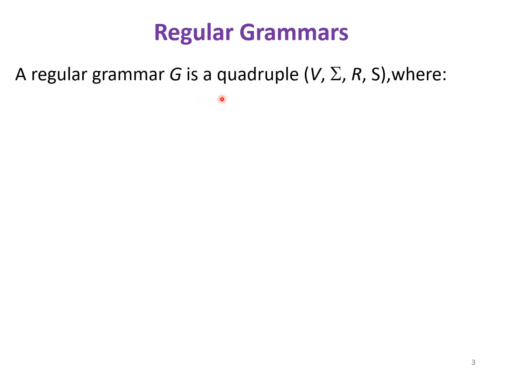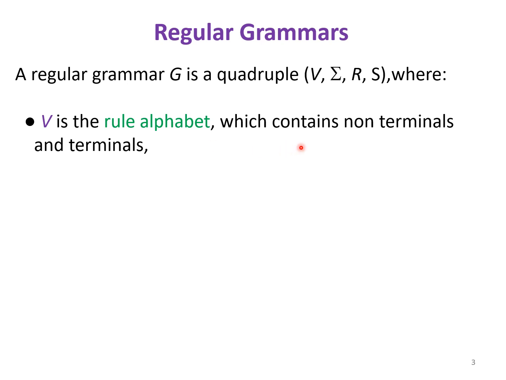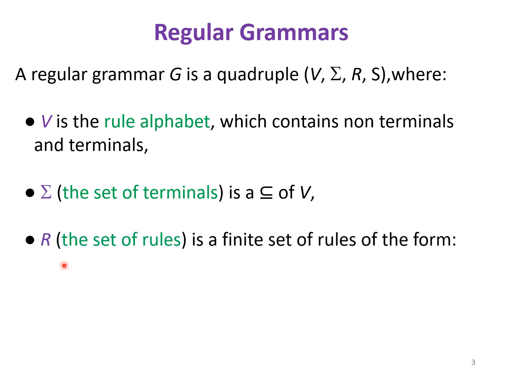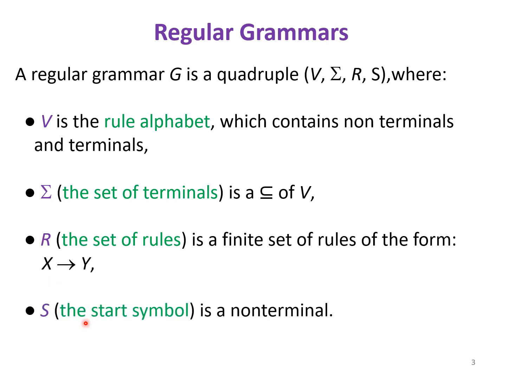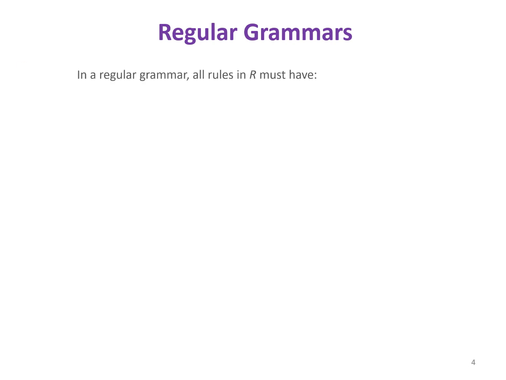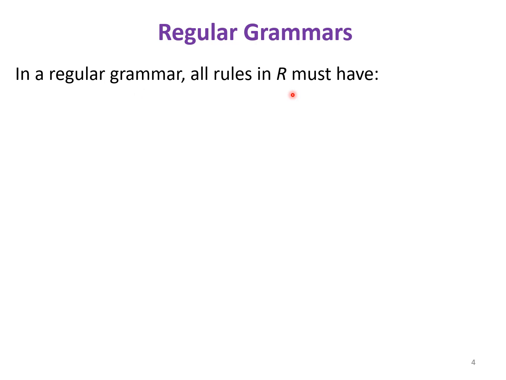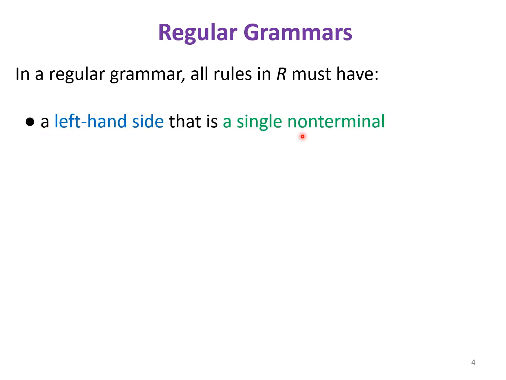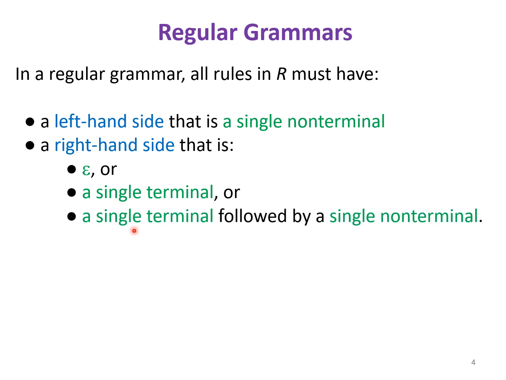A regular grammar G is a quadruple (V, Σ, R, S), where V is the rule alphabet, which contains non-terminals and terminals. Σ is a set of terminal symbols, which is a subset of V. R, the rule set, is a finite set of rules of the form X → Y. S is the start symbol and is a non-terminal. In a regular grammar, all rules in R must have a left-hand side that is a single non-terminal, and a right-hand side that is epsilon, or a single terminal, or a single terminal followed by a single non-terminal.